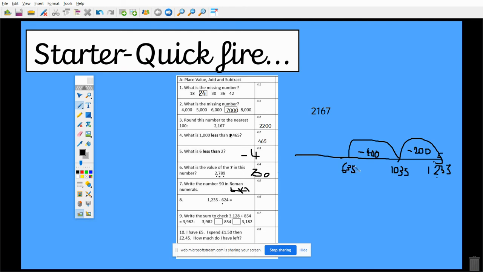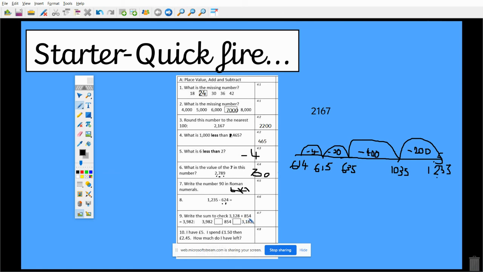That makes it a bit easier now because we know that that's now 635. Now we're going to take away 20. It'll be nice and easy now. Take away 20 is 615, and then take away the 4, 614. All right.